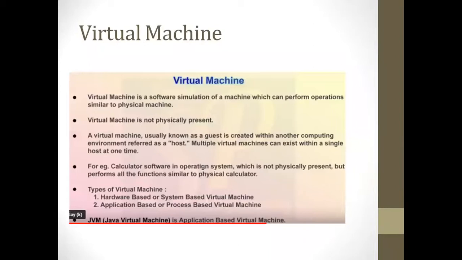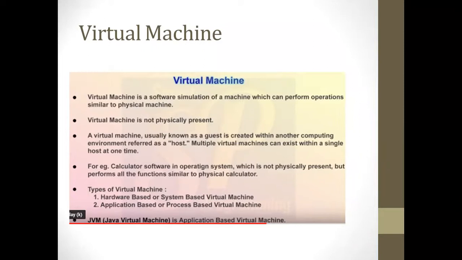So what basically a virtual machine is, that is a software simulation of a machine which can perform operations as the physical machine. So basically it is not physically present. That's why we use the word virtual. It is usually known as a guest which is created within another environment, and that other environment is referred to as a host. So within a single host we can have many different virtual machines.